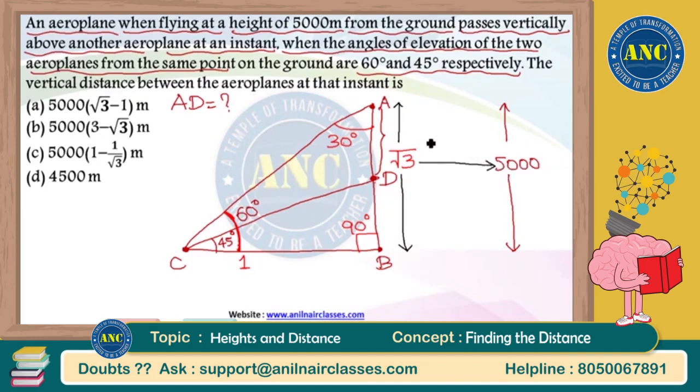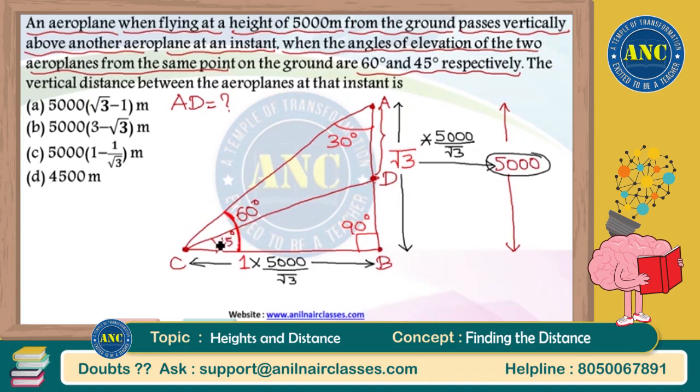According to the question it is 5000. Root 3 should become 5000. Multiply by 5000 divided by root 3, because root 3 into 5000 by root 3 cancels, you are left with 5000. 1 also you should multiply by 5000 by root 3, then simple, right? Now that means CB value is 5000 by root 3, AB value is 5000. This is what we came to know at present.